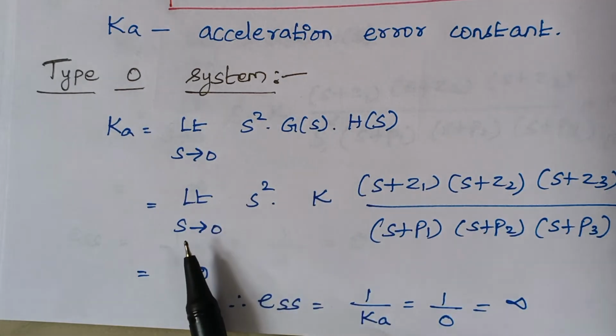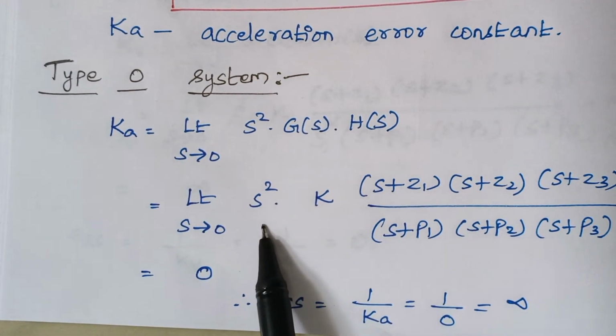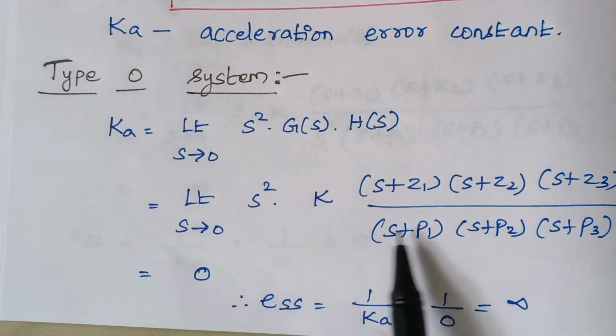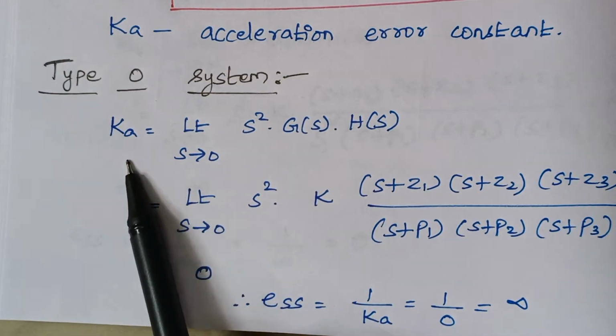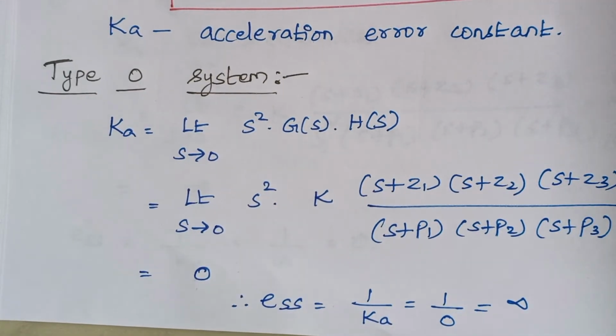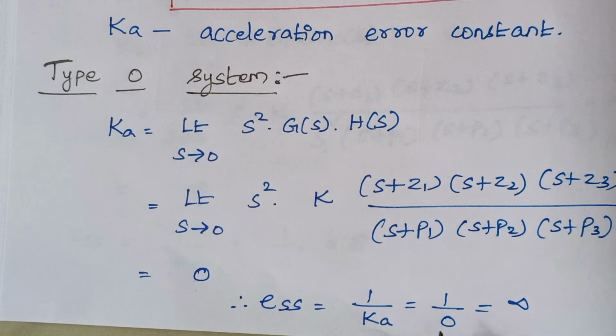So when I apply the limit s tends to 0, this s square term becomes 0. 0 multiplied by anything becomes 0, so the value of Ka is 0. When you apply this for steady state error, ESS is equal to 1 by Ka and the value of Ka is 0 here. So 1 divided by 0 is nothing but infinity.